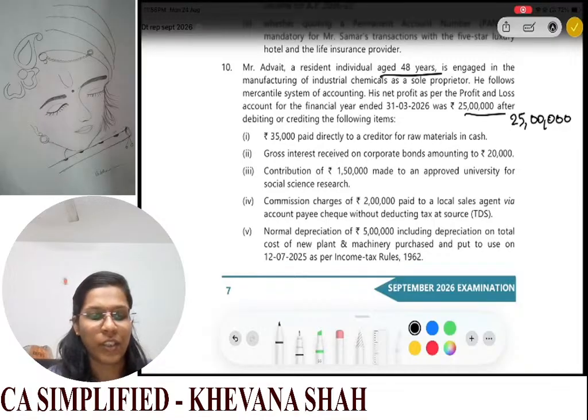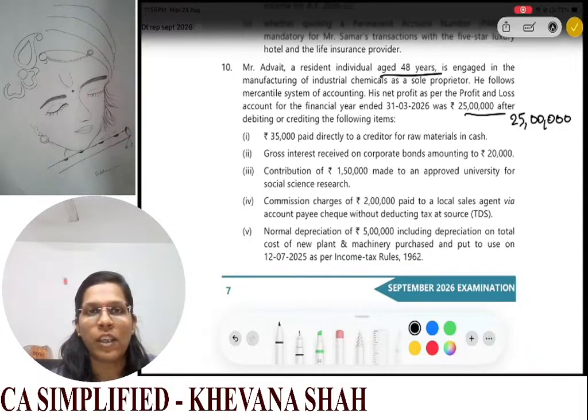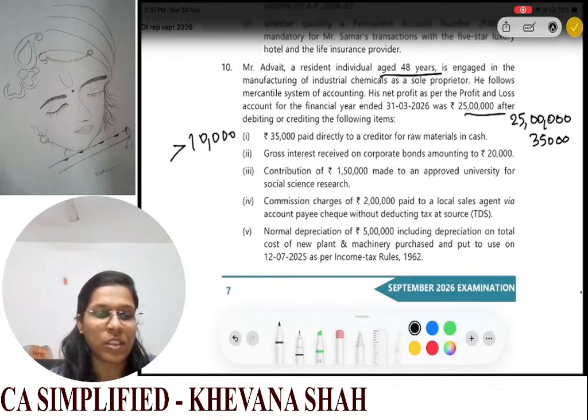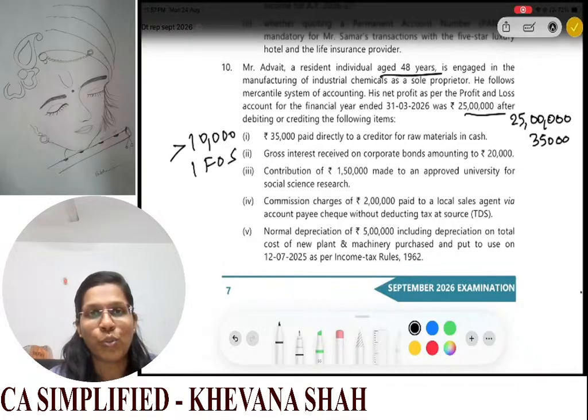Now first we are given 35,000 cash payment directly made to creditor. When you are paying directly to the creditor, the limit that you will check is more than 10,000 in cash. Since this limit is being crossed, these 35,000 you need to add back. It will not be allowed as your expense. Then we have gross interest received on corporate bonds amounting to 20,000. Now this is not your business income, it is your IFOS income. So you need to add back to your business.